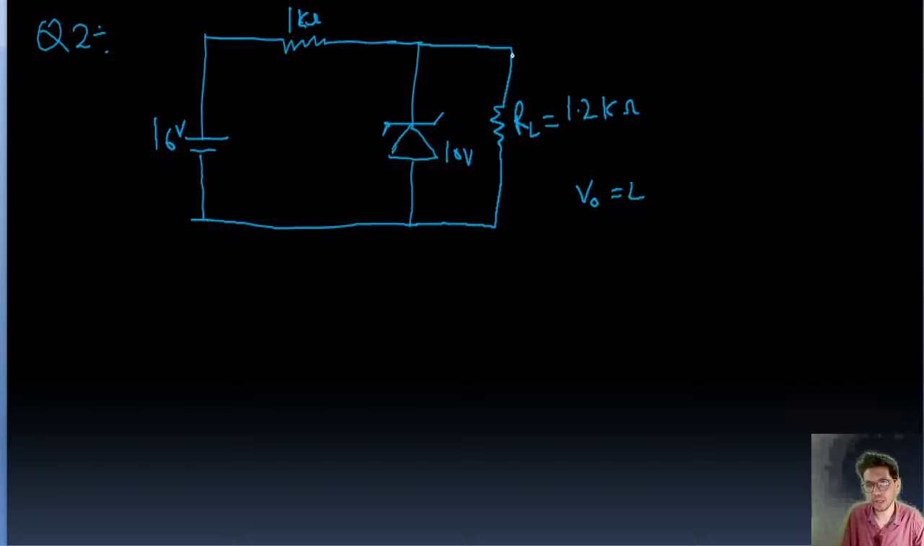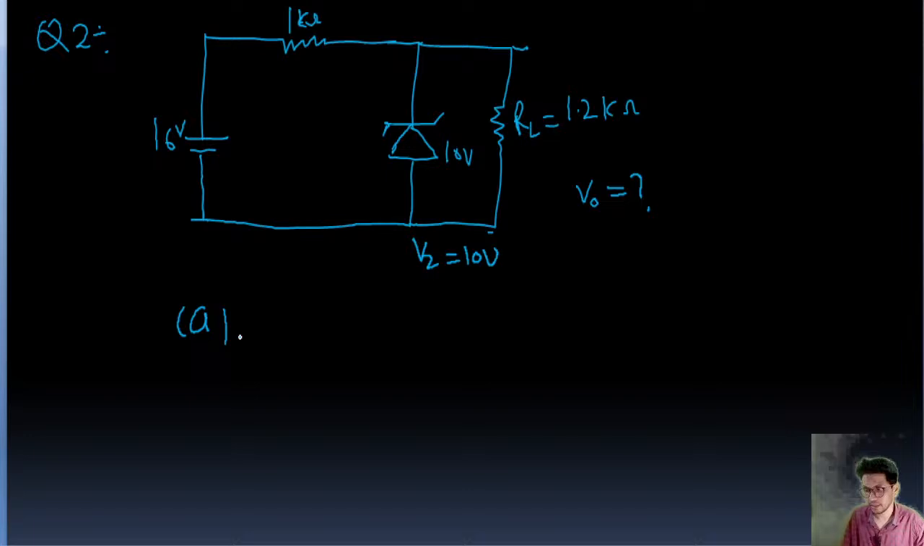V naught means IRL. This V naught we need to find out. Options are given, and Vz is given as 10 volt, guys. Vz equal to 10 volt.